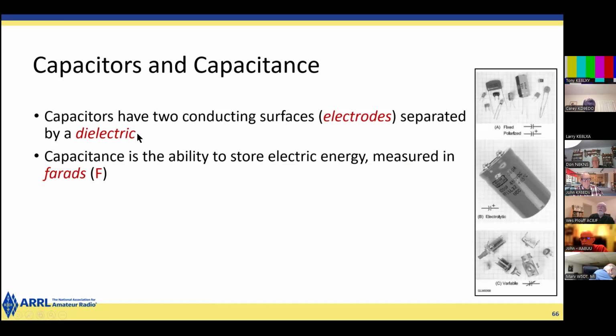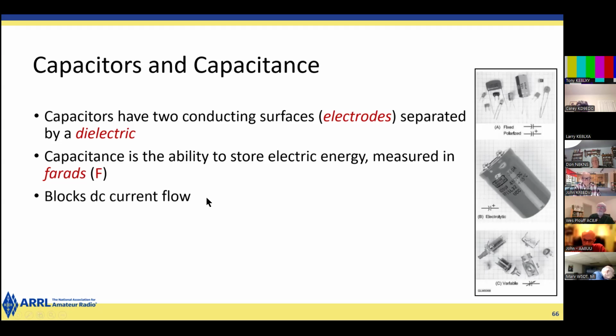A dielectric is a thing that controls how much of an electric field you can put between two electrodes that are a certain distance apart. Capacitance is the ability to store charge or electric energy, measured in farads. But as I was saying before, you'll typically see microfarads at almost a maximum, or nanofarads or picofarads.